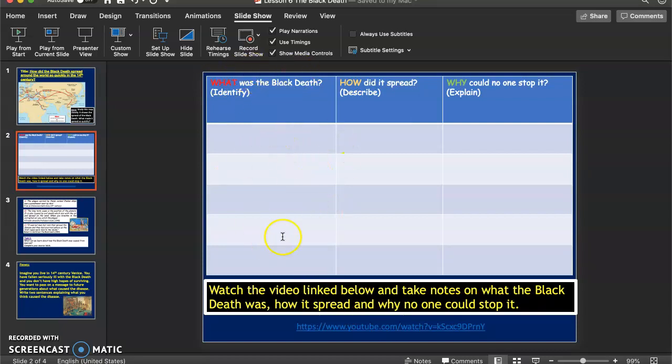So very straightforward part of the task is just to identify what the Black Death was, so key characteristics of it. So it was a disease, it was found in fleas. The fleas were what we call the vectors. They carried the disease, and the fleas lived inside small mammals, so rats, for instance.